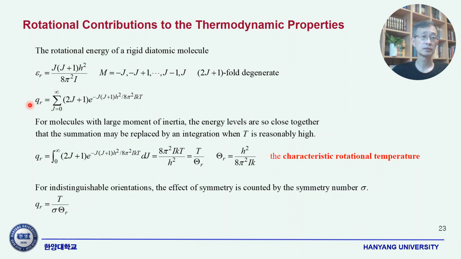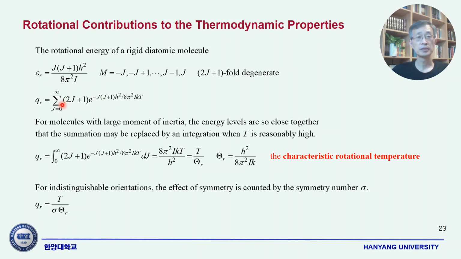And then for the rotational partition function, it is the summation from J equals 0 to infinity, with 2J plus 1 as the degeneracy, and then the energy term.